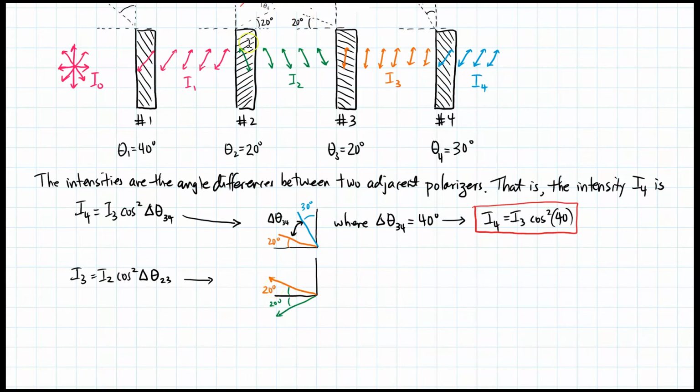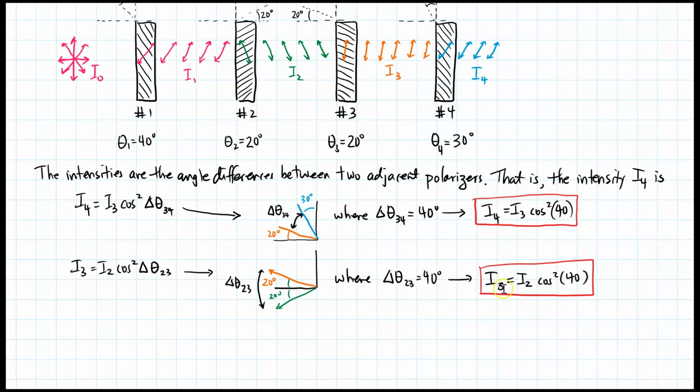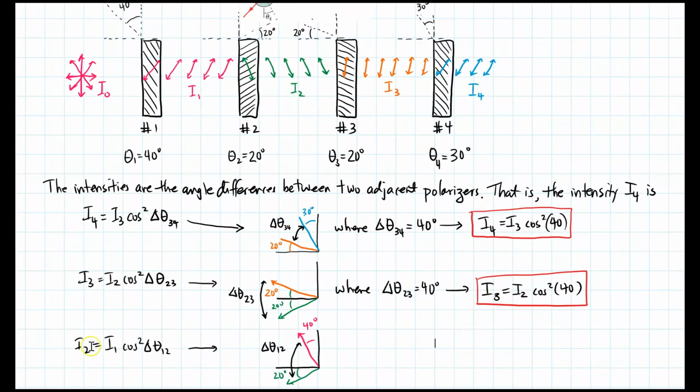If I look at the second polarizer, note that that's 20 degrees here, but that means I could also draw the angle by this green 20. The angle difference between 2 and 3 then has to be 40 degrees. Intensity I3 is then equal to I2 times cosine squared of 40. I2 is then equal to I1 cosine squared of the angle difference between 1 and 2.